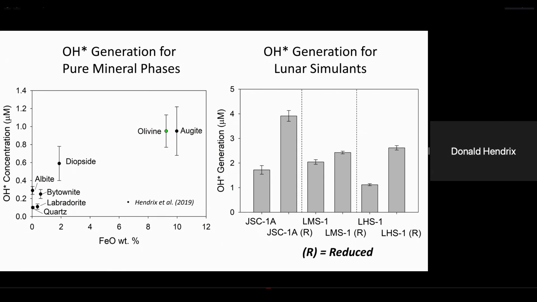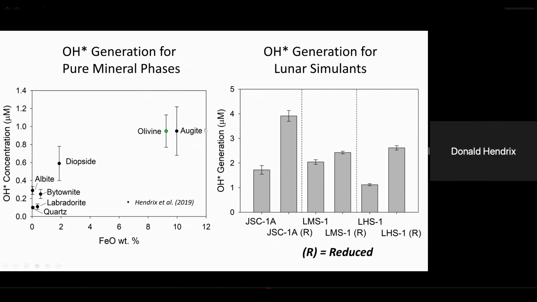We use quartz as a control. There's not really much quartz found on the moon at all, but we use it as a control because it's known that it's not that reactive, and it came out around 0.1, which is around where we expected it to come out. Our mafic minerals, or our more iron-rich minerals like diopside, olivine, and augite, were much more reactive. Olivine and augite generated about 1 micromole of OH radical. So the main takeaway of this side is that the more iron oxide you have in a mineral sample, the more reactive it is.